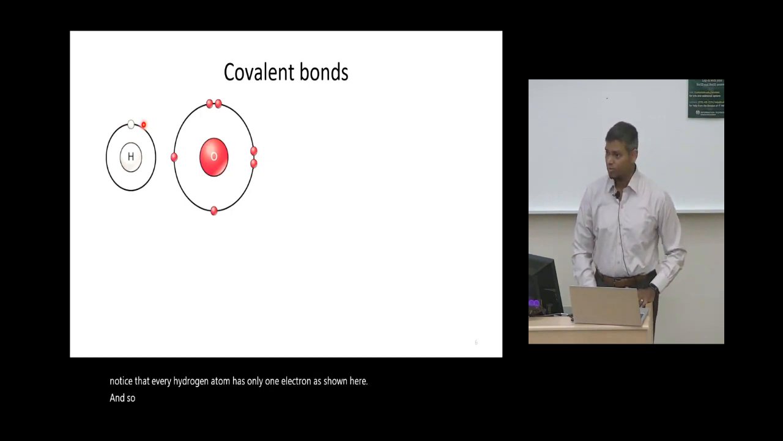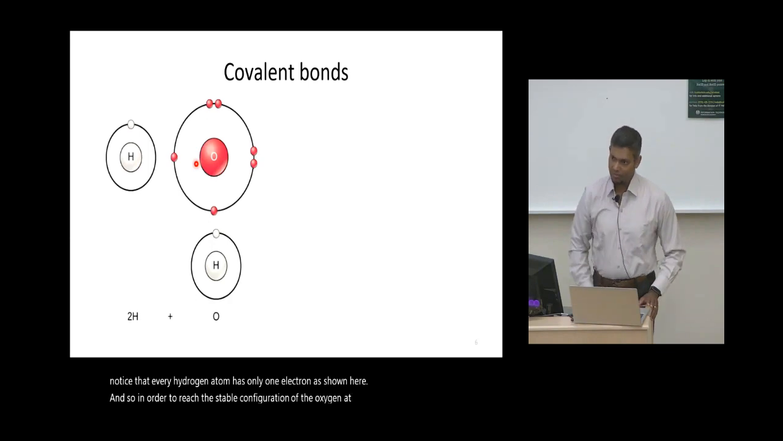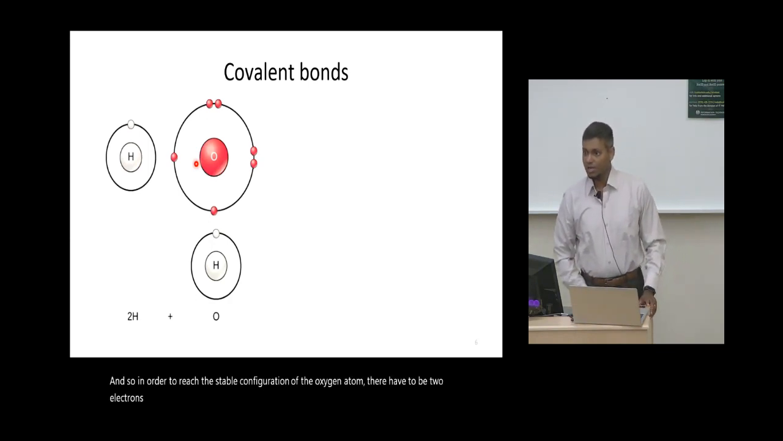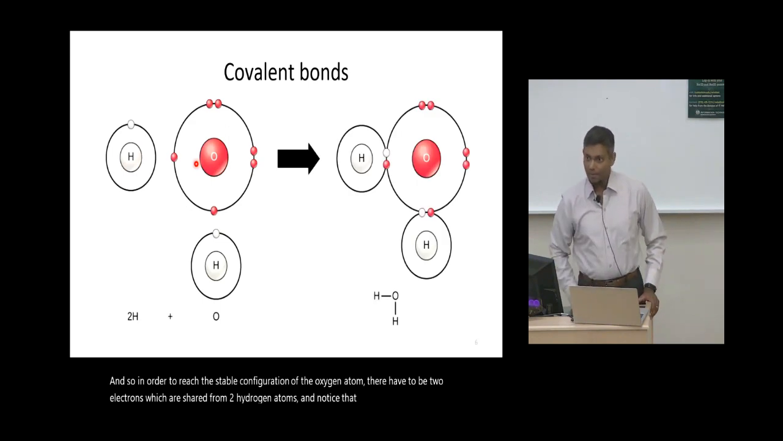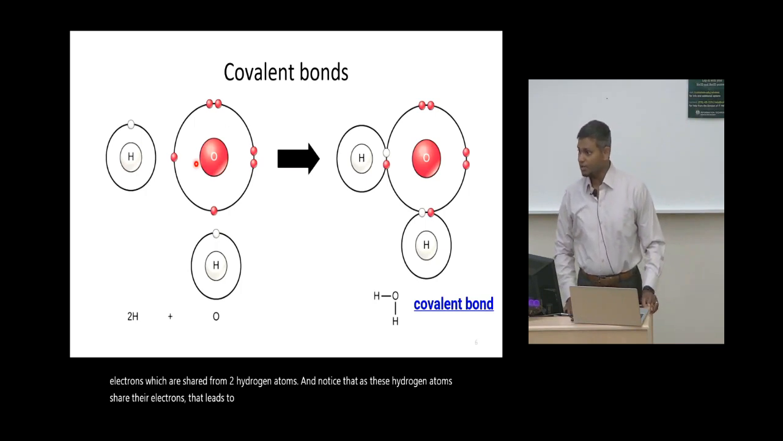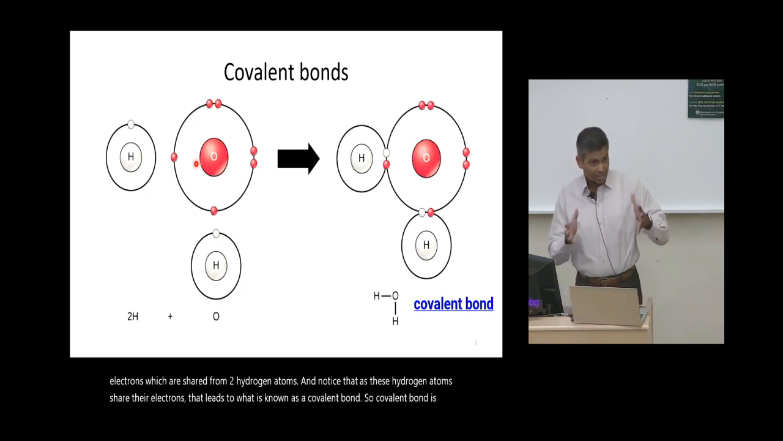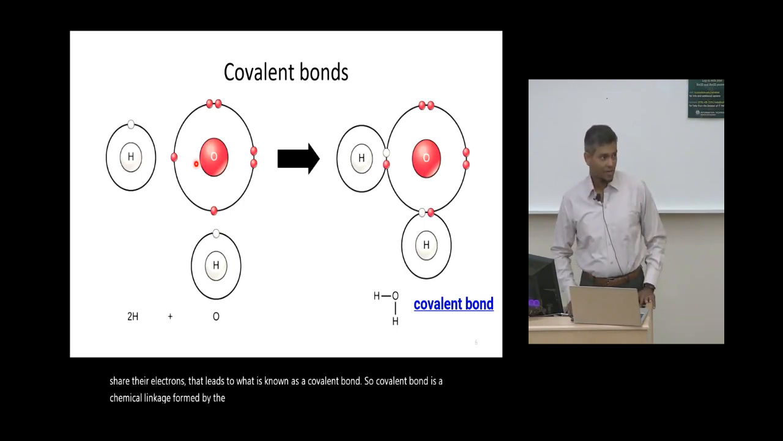And so in order to reach the stable configuration of the oxygen atom, there have to be 2 electrons which are shared from 2 hydrogen atoms. And notice that as these hydrogen atoms share the electrons, that leads to what is known as a covalent bond. So a covalent bond is a chemical linkage formed by the sharing of electrons.